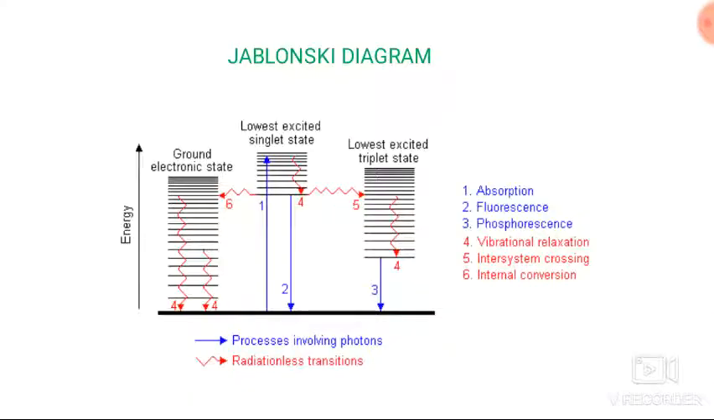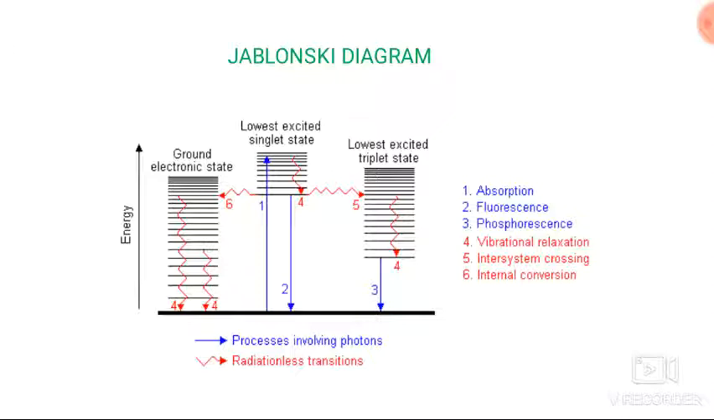Now we can explain fluorescence and phosphorescence with the help of a diagram called the Jablonski diagram, named after the Polish physicist Alexander Jablonski. In this diagram, you can see that a total of 6 processes are shown. The first 3 are given in blue color, the other 3 in red color. The processes given in blue color involve photons, and the other 3 are radiationless transitions.